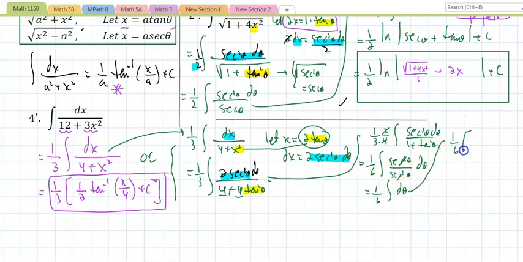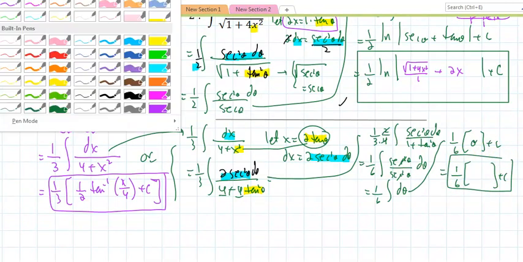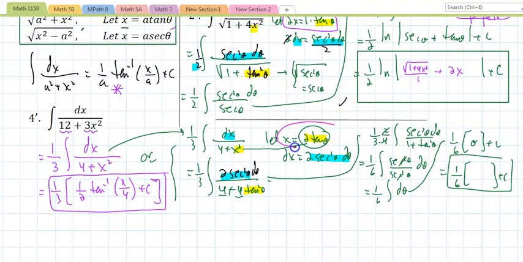That is 1 over 6 times theta plus c. I can't leave my answer with just theta because I started the problem with an x. I go back to my original substitution. If x equals twice the tan of theta, doesn't that mean tan of theta equals x over 2? And what does theta equal? The inverse tangent of x over 2.